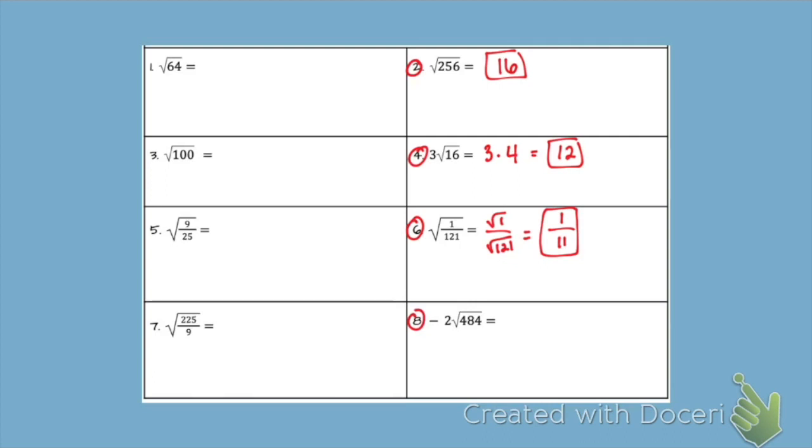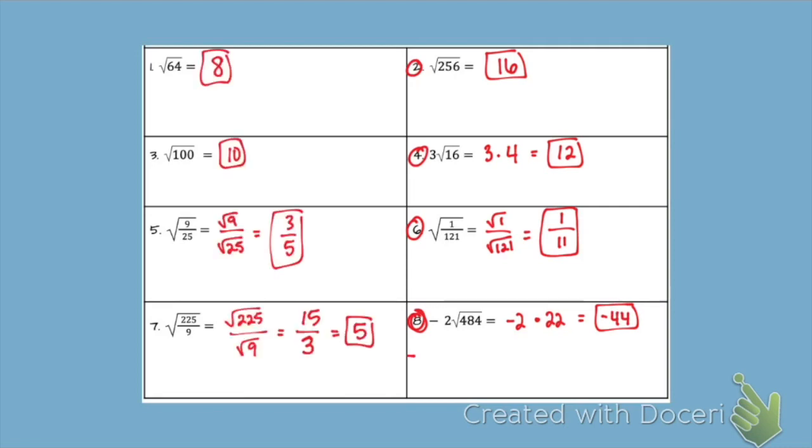like it is. And the last one, negative 2 times the square root of 484. That's going to just be negative 2 times 22, because the square root of 484 is 22, which gives me negative 44. Okay, now I'd like you to pause your video and work out the odd problems and restart it to see the answers. Here are the answers I got. For number 7, be careful, that was a little tricky because 15 over 3 did end up simplifying.